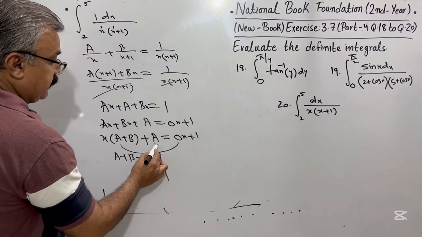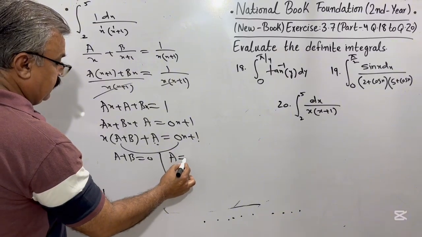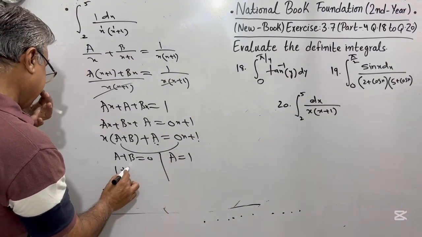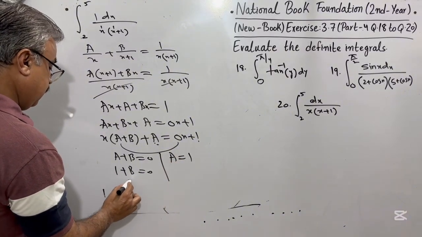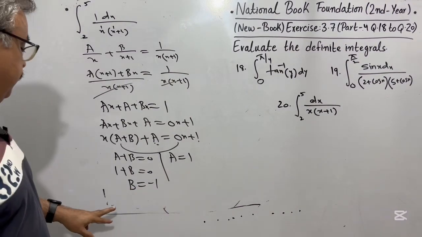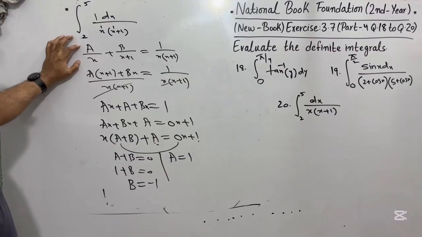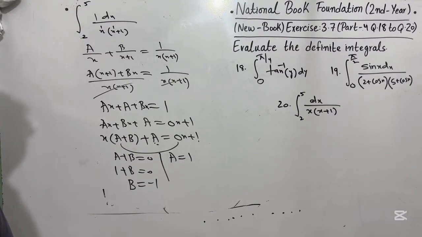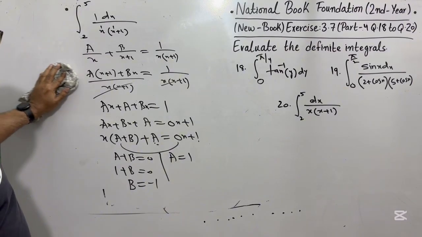Constant is equal to constant, so the value of a is 1. Putting it here, 1 plus b is equal to 0, so b is equal to minus 1. A is 1, b is minus 1. Now it is a situation of ln, just put the limits and get along.